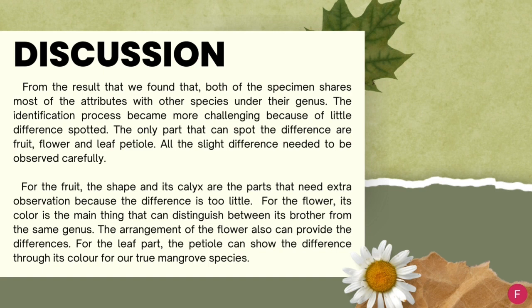For the fruit, the shape and its calyx are the parts that need extra observation because the difference is too little. For the flower, its color is the main thing that can distinguish it from its brother in the same genus. The arrangement of the flower can also provide the difference. For the leaf part, the petiole can show the difference through its color for our true mangrove species.